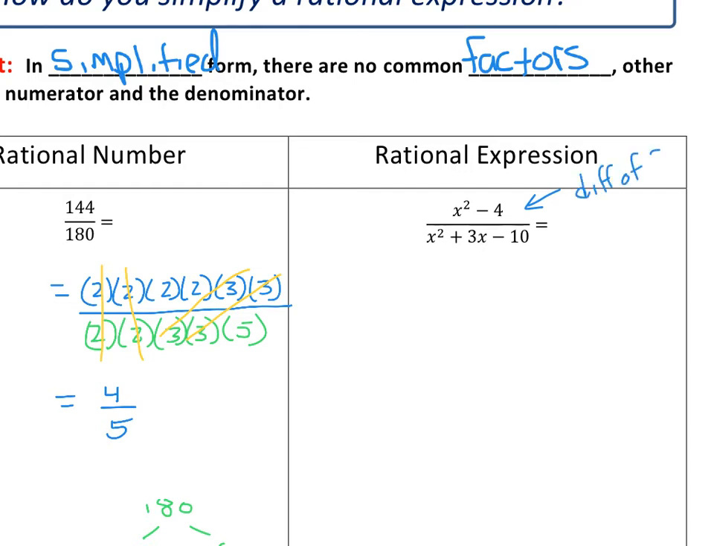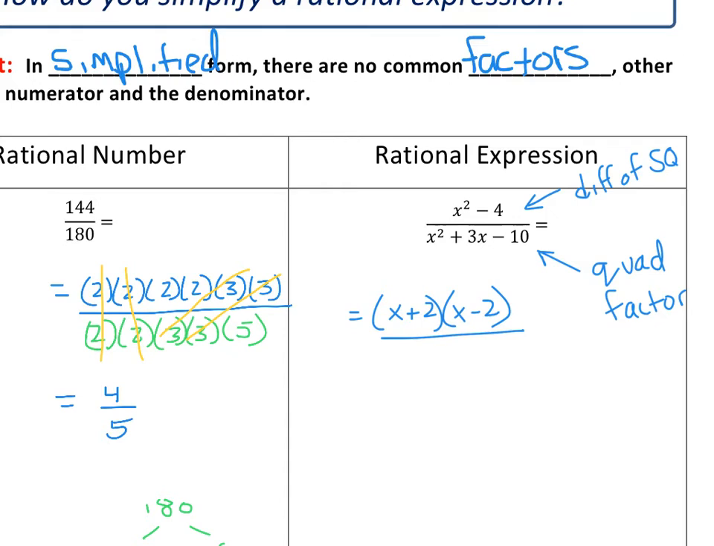I'm going to abbreviate. And the denominator is a quadratic that we're going to factor. So I'm going to say quad factor. Okay, so in the top, we see x squared minus 4 can be factored to x plus 2 times x minus 2. And the denominator has a quadratic, and I'm going to take some shortcuts here.